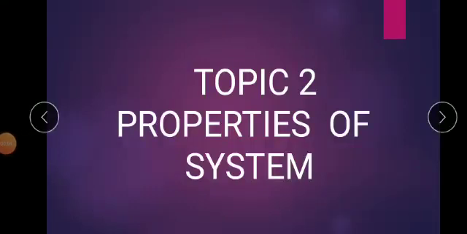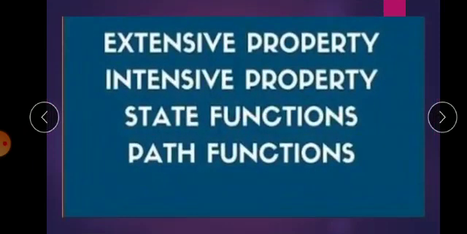Good morning, students. Today, topic 2, properties of a system from the thermodynamics lesson. In the last class, we discussed system, surroundings, boundary, as well as isolated system, open system, and closed system. So, the system is also classified into many types. The first one, the properties of a system. The properties of a system are extensive property, intensive property, state function, as well as path function.